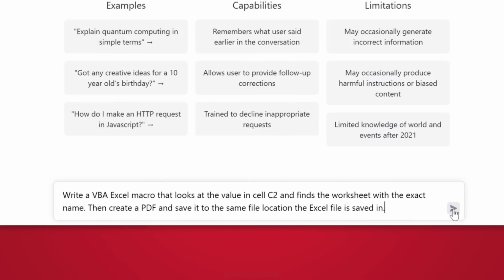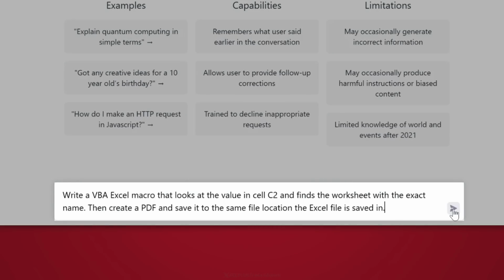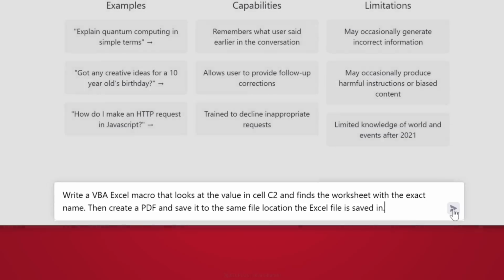Let's see what ChatGPT thinks. We just have to make sure that we give ChatGPT proper instructions. So I've typed in here, write a VBA Excel macro that looks at the value in cell C2 and finds the worksheet with the exact name, then create a PDF and save it to the same location as this Excel file is saved in.